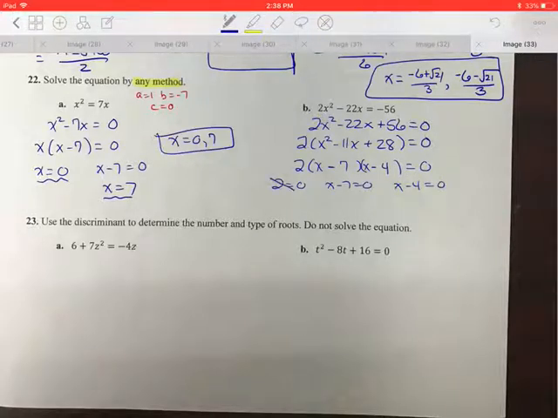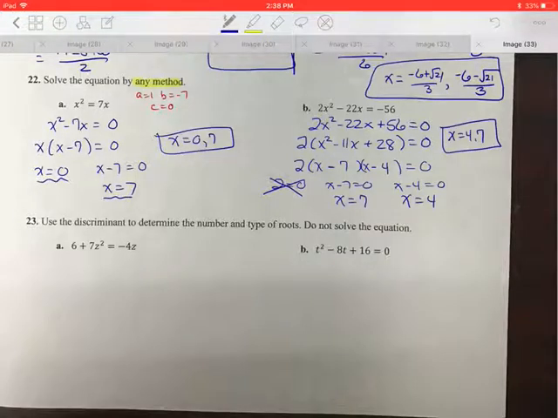2 equal to 0 doesn't give me anything. Here we get x equals 7 and x equals 4. So generally factoring is the way to go, but you can always fall back on quadratic formula if you need to.